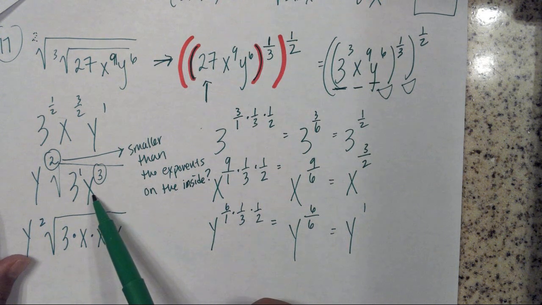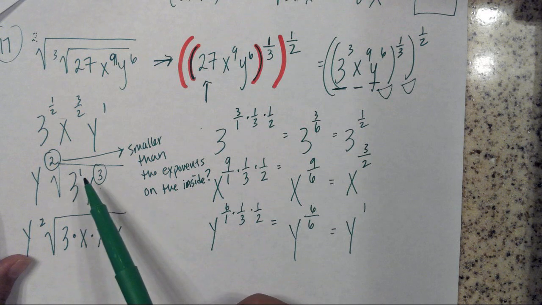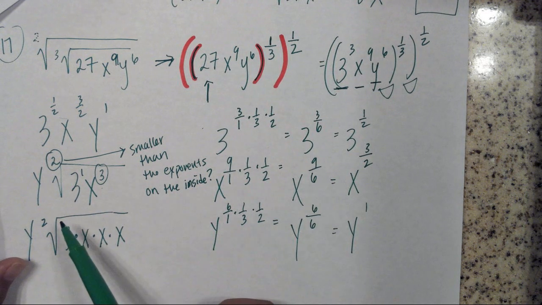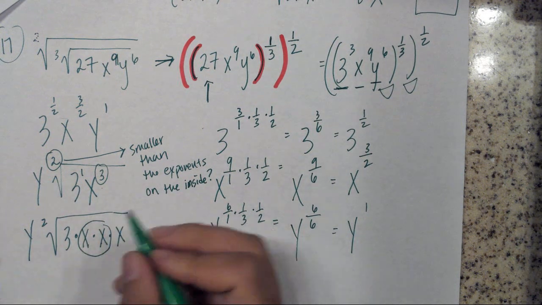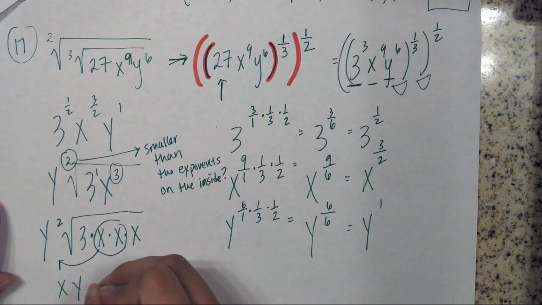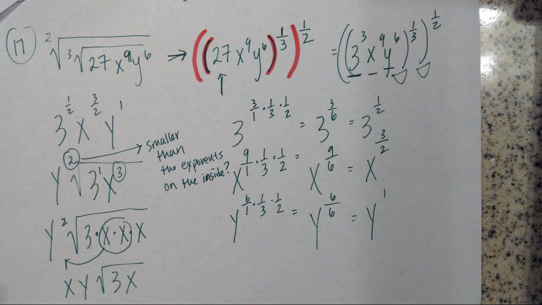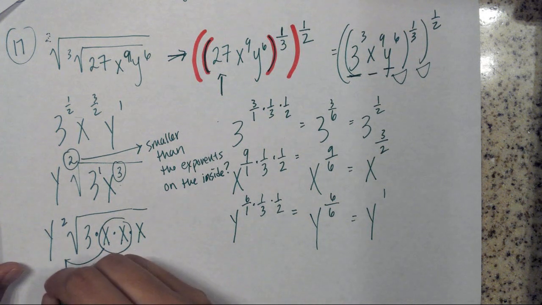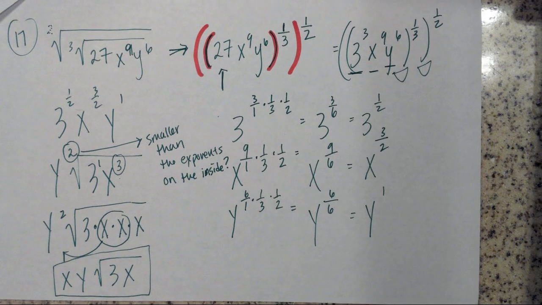So I can rewrite x cubed as x times x times x, and then 3 to the 1st power is just 3. Since it's a square root on the outside, I can get a pair of x's and bring them out. So this is going to become xy times the square root of 3x. And that's all that's left. That's my final answer. That one was a little tricky.